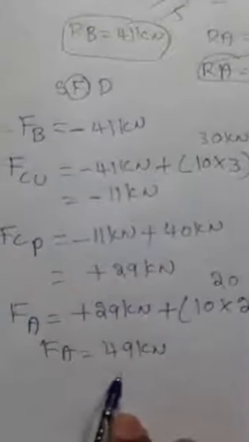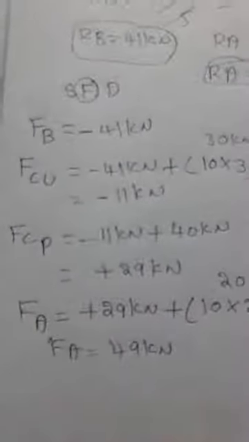The next point is FA. FA is 49 kilonewtons. From C to A you can see the UDL in the form of an inclined line. Here it starts at 29 kilonewtons and rises from 29 to 49, so it is an increasing value. This is 29 kilonewtons and this is 49 kilonewtons, and then it ends at 0.